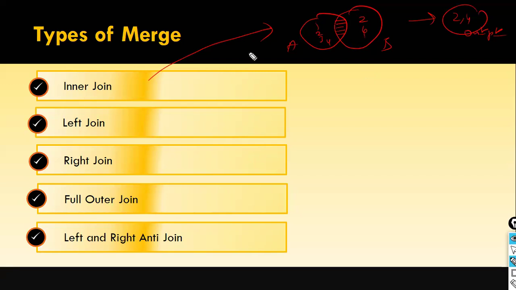This is the output. The rest of them will be ignored. So the matching values are 2 and 2, and 4 and 4. 2 is there, 2 is there, and here also 4 is there, 4 is there. The output is 2, 4. This is what your inner join does.